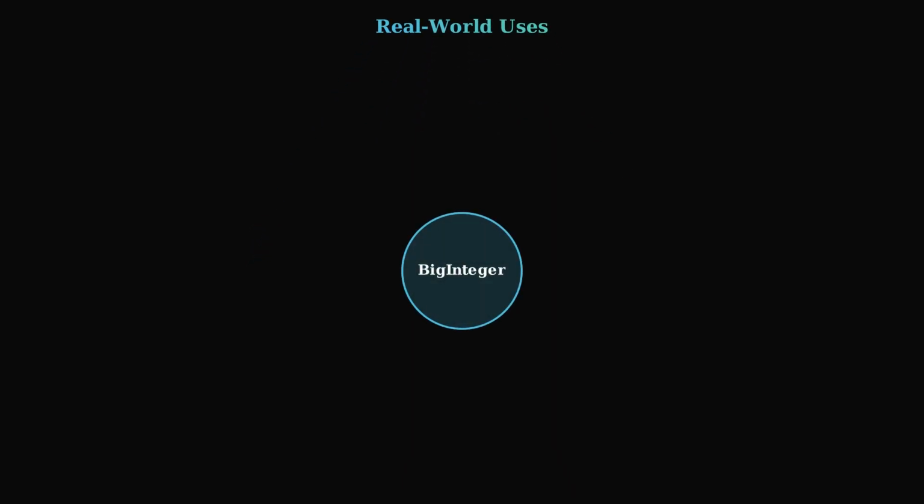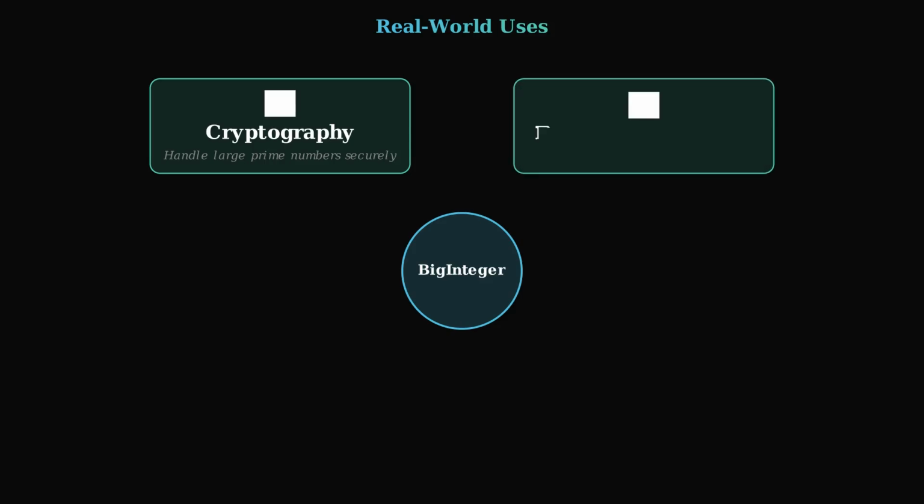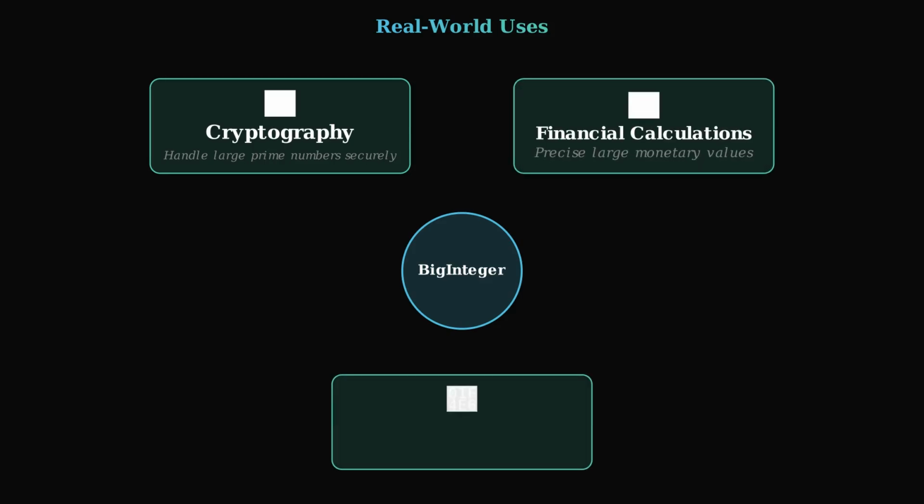How is BigInteger used in the real world? Cryptography. Handle large prime numbers securely. Financial calculations. Precise large monetary values. Scientific computing. Massive factorial calculations. BigInteger powers all these applications. Let's see the problem it solves.